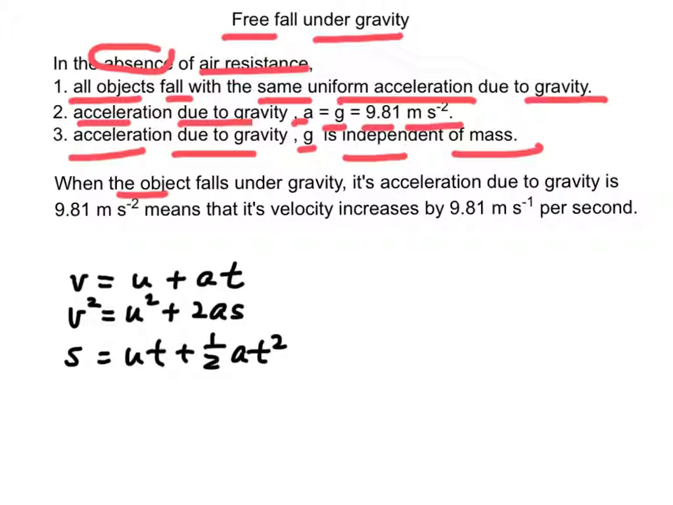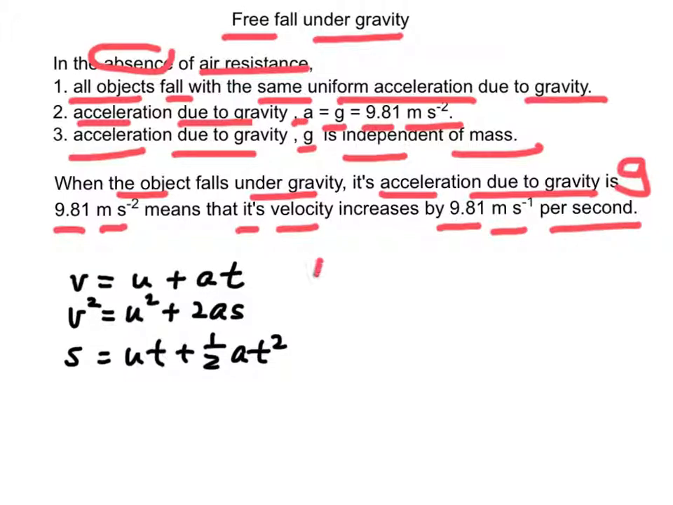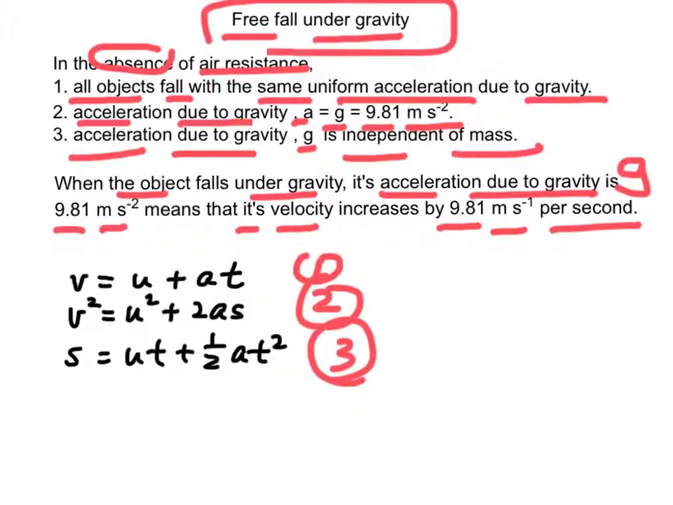When an object falls under gravity, we say its acceleration due to gravity is g, which is equal to 9.81 meters per second squared, which means that its velocity will increase by 9.81 meters per second. The three equations of motion can still be applied in free-falling motion, because during free fall, the acceleration of the body is uniform.